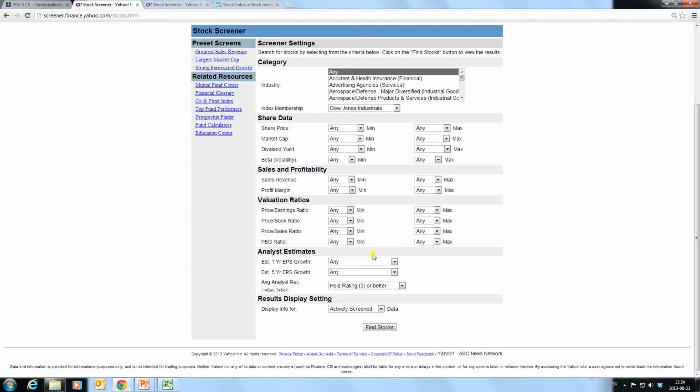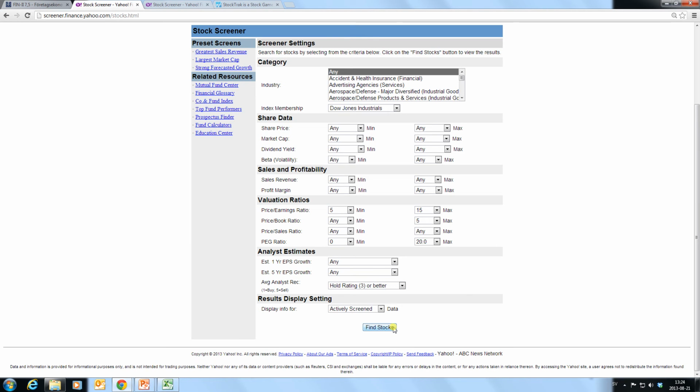But the ones I'm going to use today is I'm going to have the Dow Jones Industrials, I'm going to have the average analyst recommendation of 3 or better, and I'm going to use a price earnings ratio between 5 and 15, a price to book ratio of at maximum 5, and a PEG ratio that I don't really know yet. The reason I choose between the minimum of 0 and the maximum of 20 is that when I do this screen or the search, I'm going to display info for all the actively screened data. So I'm going to see the PE ratio, the price to book ratio, and the PEG ratio as well as the analyst recommendation today.